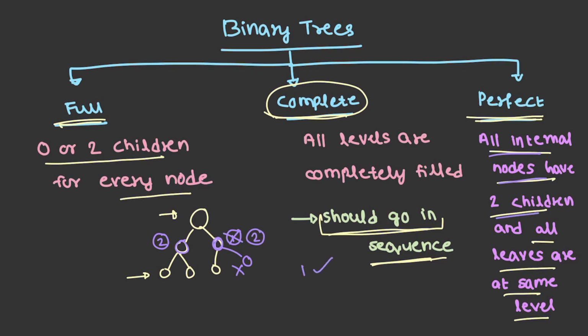The first property is satisfied. All leaves should be at the same level. 1, 2, 3, 4. All these 4 are leaves and they are at the same level. This is level 0, level 1, level 2. All of these are at the same level. So, this satisfies to be a perfect tree.